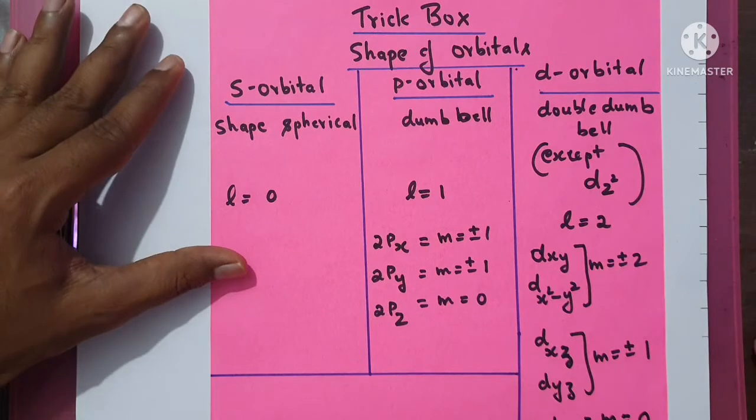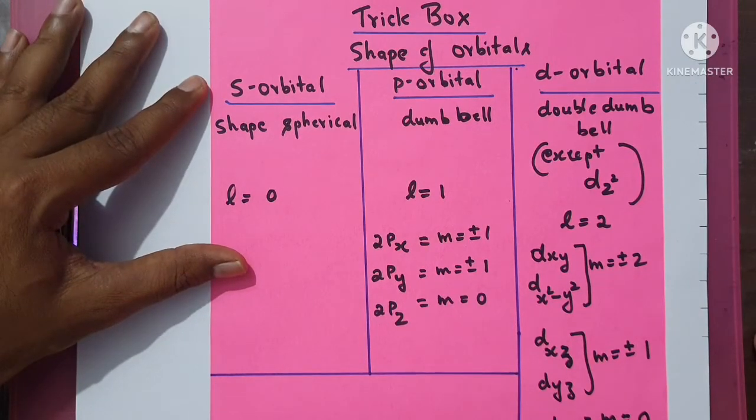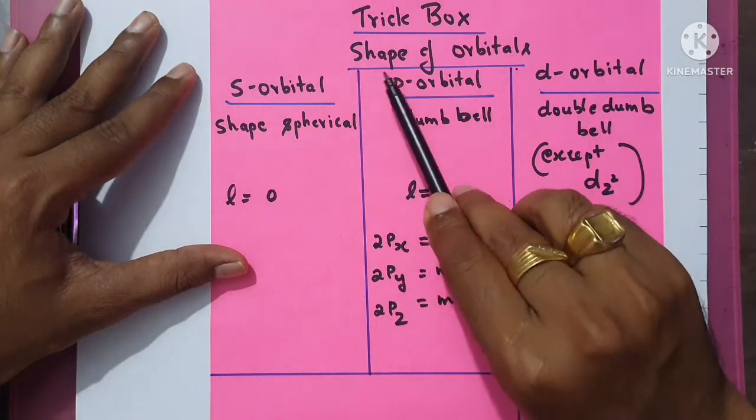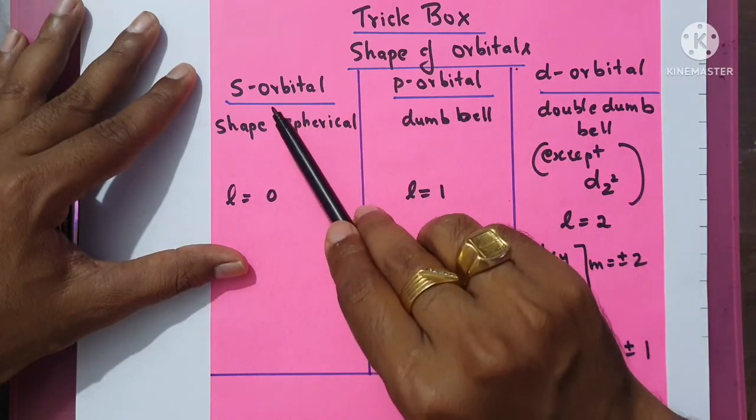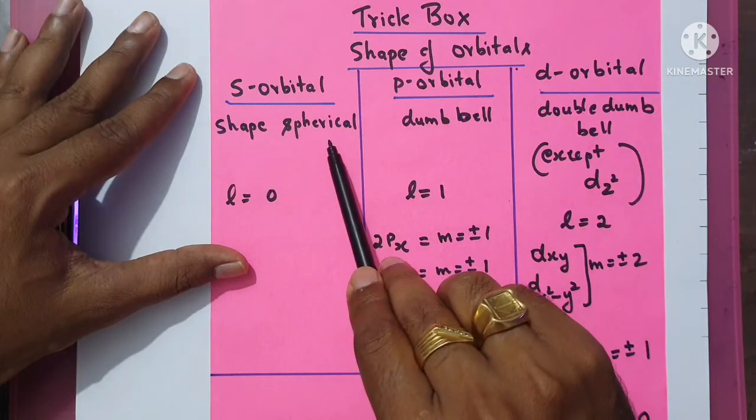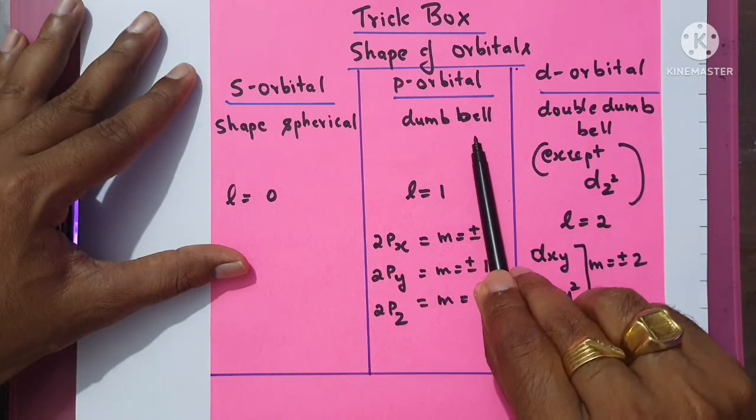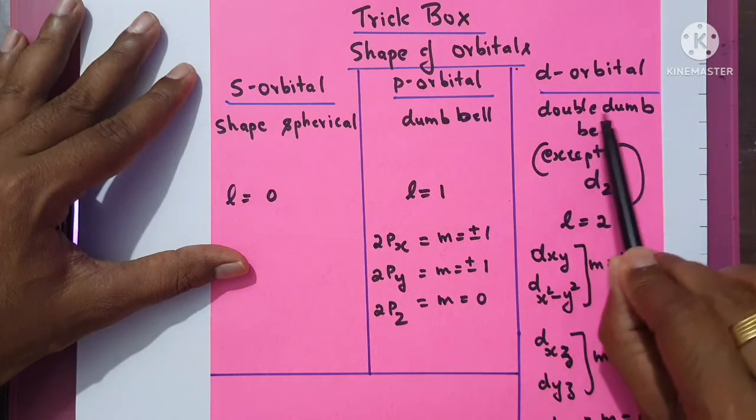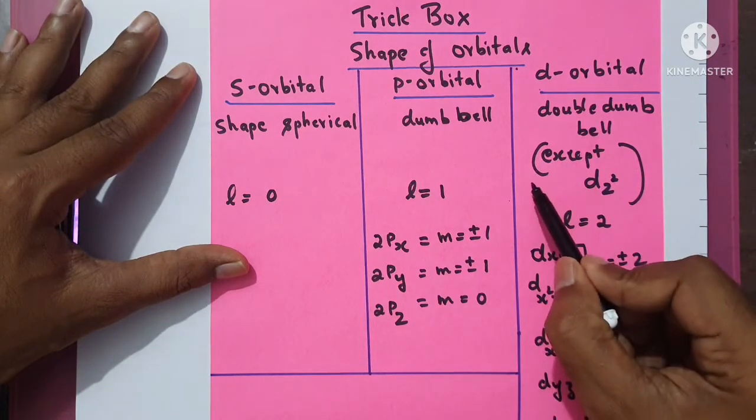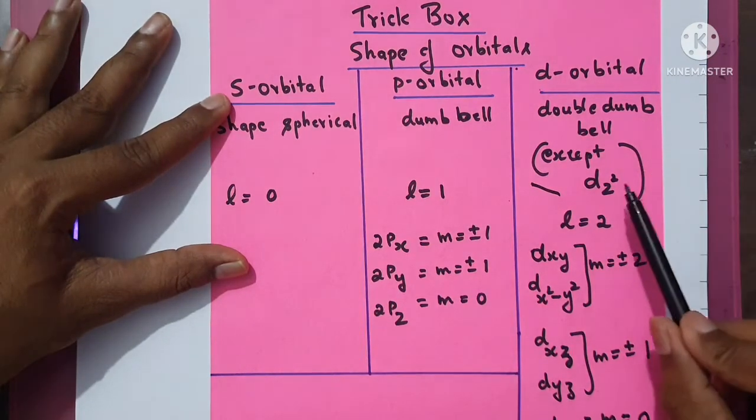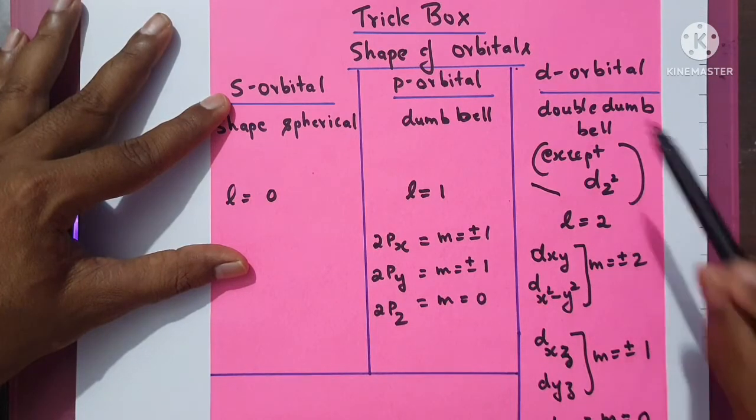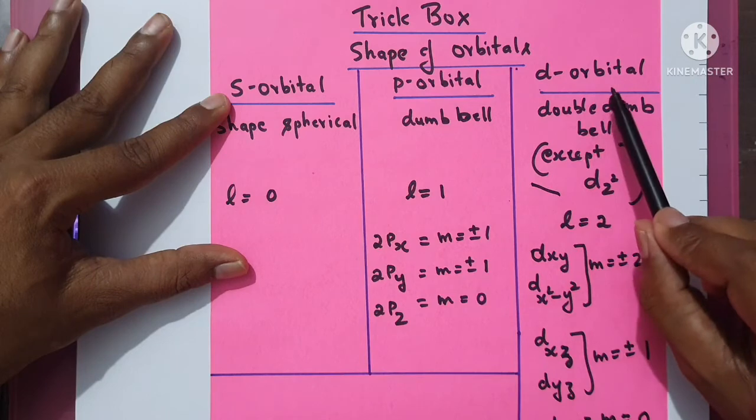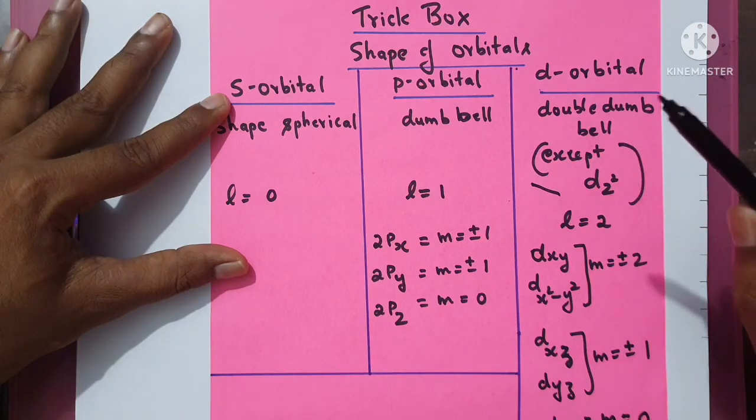Here is that trick box, children, which will help you to know the value of M that is based on the shape of orbitals. If you observe here, in the shape of orbitals, the most important ones are the p and d orbital. In case of s orbital, the shape is spherical. In case of p orbital, the shape is dumbbell shape. In case of d orbital, the shape is double dumbbell shape. A very important information you should remember, children, is that double dumbbell shape is not possible for dz square. It is only a dumbbell shape. Whereas all the other d orbitals have the double dumbbell shape.